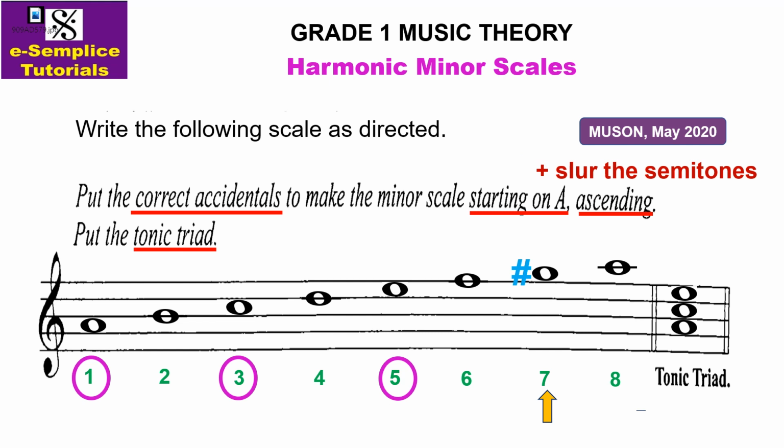Let's assume you are asked to slur the semitones. Since this is a harmonic scale, you are slurring degrees 2/3, 5/6, 7/8.